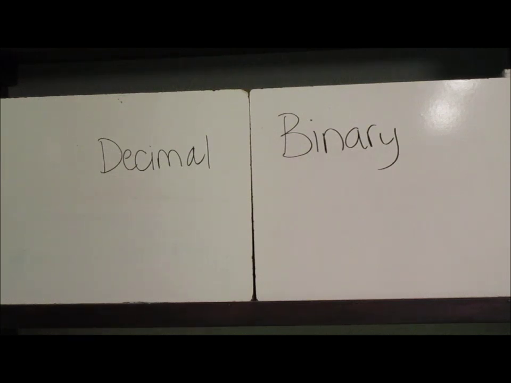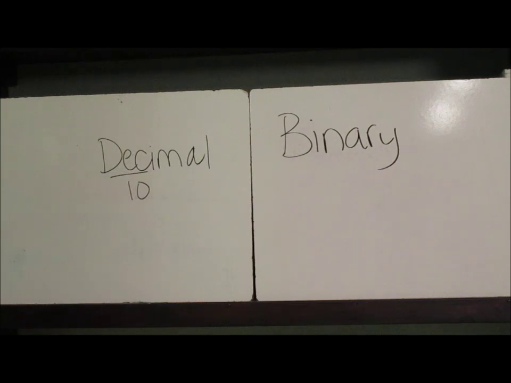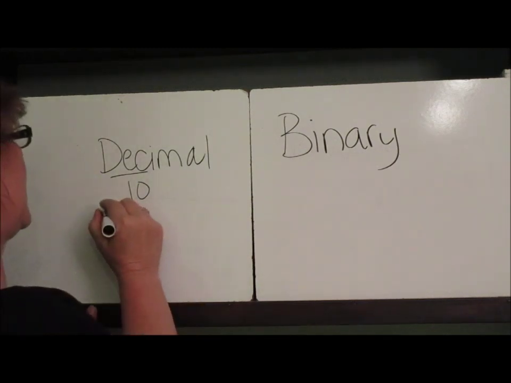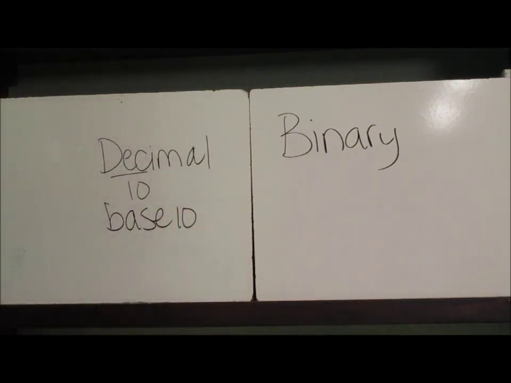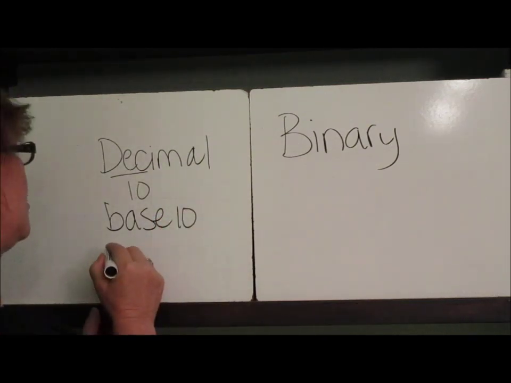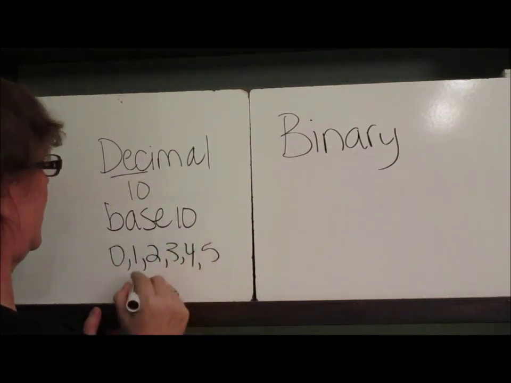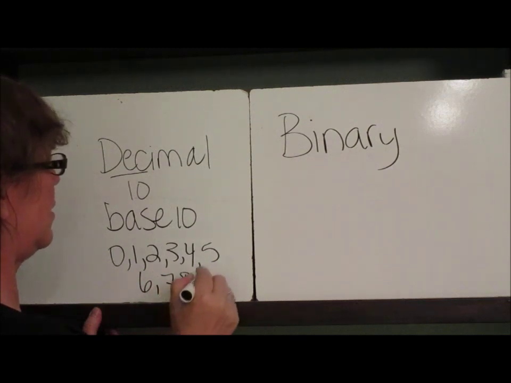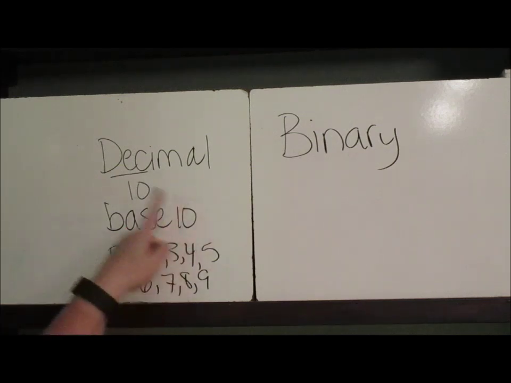But let's just back up for a second. Let's talk about decimal. This is the number system that we use every day in your math class. And dec means 10. So the decimal number system, which is what we use, is base 10. It's called base 10 because it has 10 digits. The digits are 0, 1, 2, 3, 4, 5, 6, 7, 8, and 9. What happens after you get to 9? You have to reuse the digits. So I use any combination of these to make any number higher than 9.